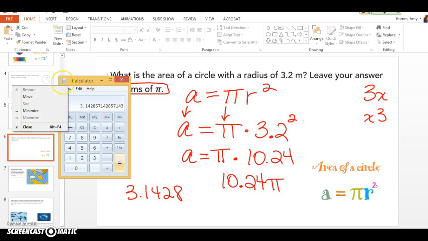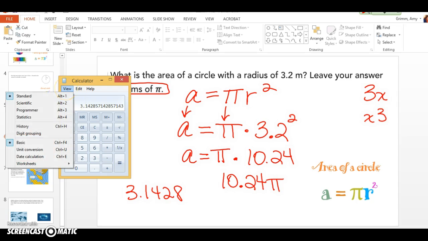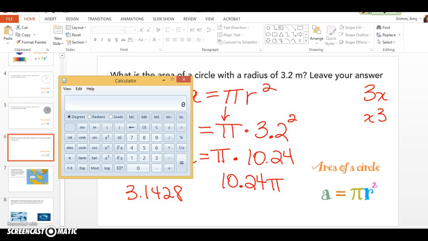Calculator. How do I get it to a scientific one? You hit view. View? Scientific. And is there pi? Pi? There we go. See the difference? 3.1415, 3.1428. 22 over 7 is the closest thing we can get to pi.